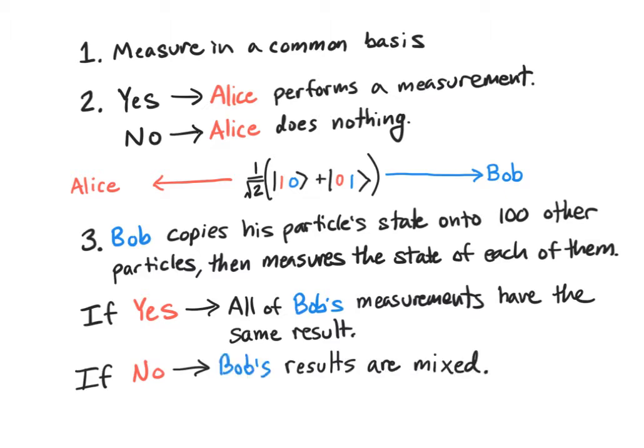This procedure gives Bob the ability to say whether or not Alice has measured her state, no matter how far away Alice is. And even if they arranged it so that in their reference frame, Bob would always perform his measurement a fraction of a second after Alice. This is not just non-local behavior.